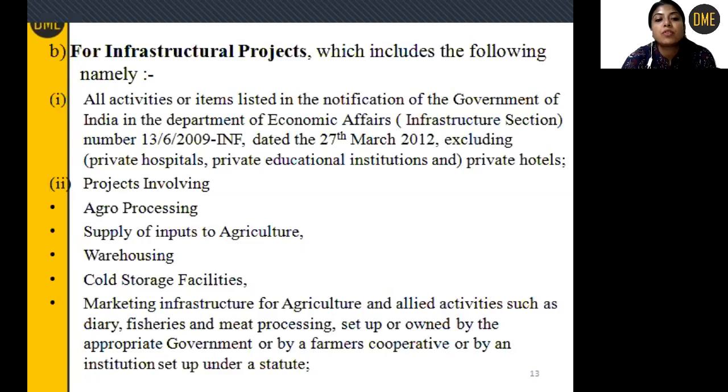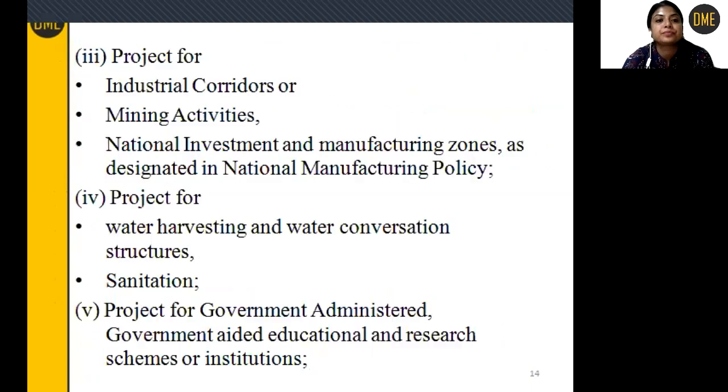Then projects involving agro-processing, supply of inputs to agriculture, warehousing, cold storage facilities, all are covered under the infrastructure projects. Marketing infrastructure for agriculture and allied activities, and what are the ancillary and allied activities to agriculture? Dairy, fisheries, meat processing, set up owned by the appropriate government or by farmers' cooperative or by an institution which is set up under the statute.